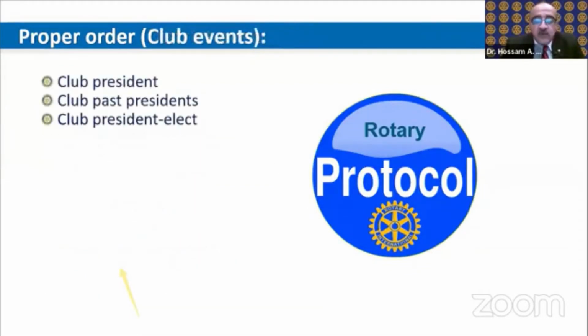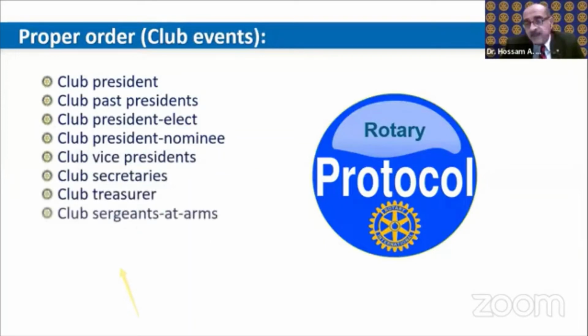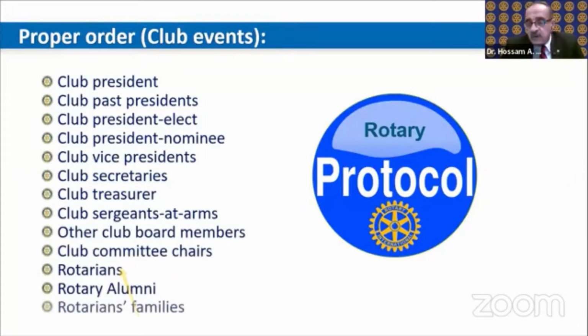Then we go into a club meeting. If you are greeting people in your club or a joint meeting between some clubs, we start with the club president, past presidents by seniority, president-elect, who is the next president, and then the president nominee, the one who will follow the president-elect. Then if there are vice presidents, we call the vice presidents, secretaries, treasurer, and then the sergeant at arms.